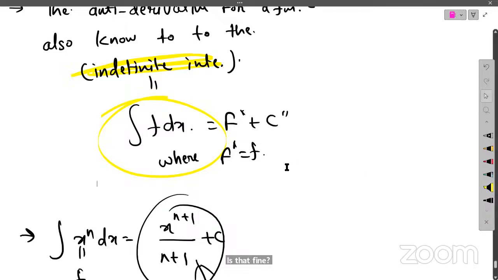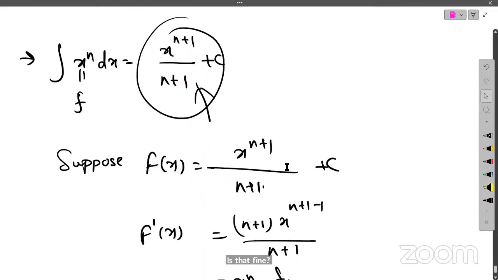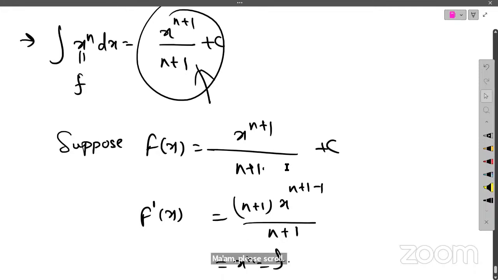Ma'am, please scroll. This is one example I have taken, of how this antiderivative is. Yes. Okay, fine.